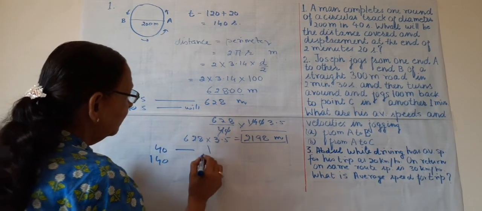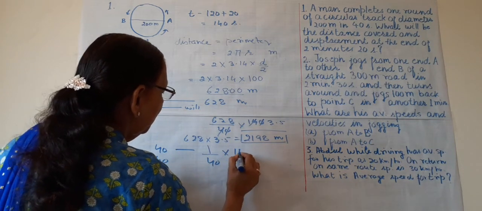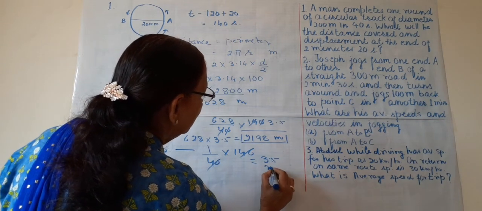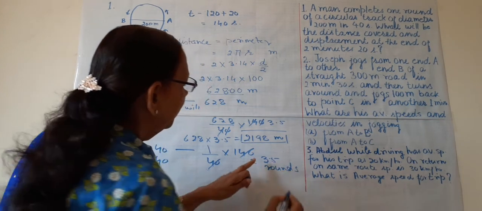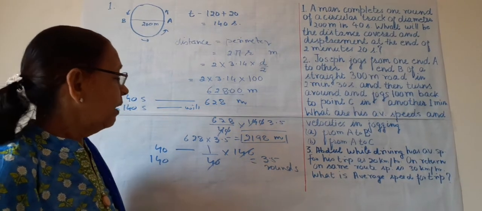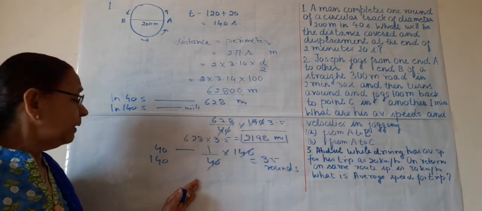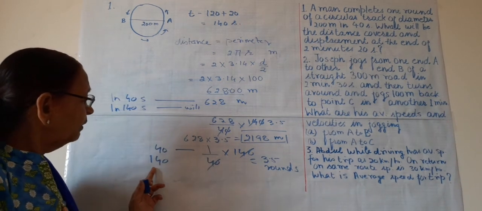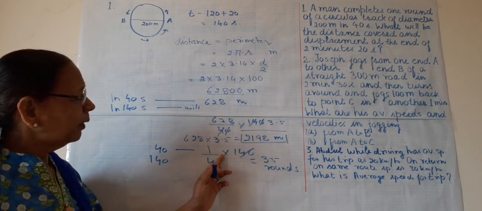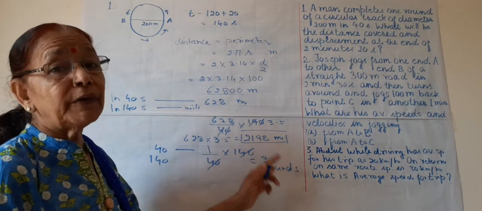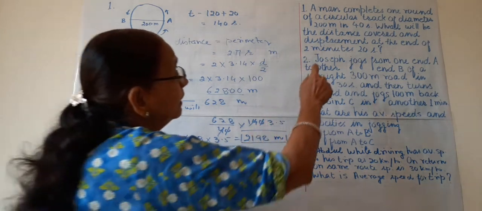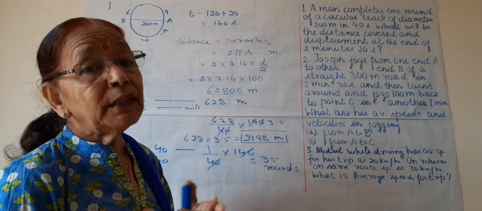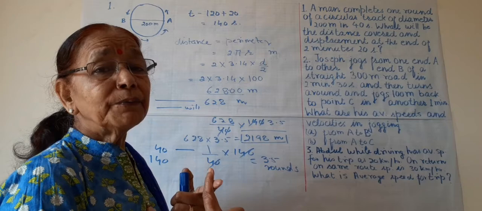So in 140 seconds he will take 1 by 40 into 140, which is 3.5 rounds. Is it clear to all of you? How many rounds after 140 seconds? In 40 seconds he has taken one round, so in 140 seconds he will take 3.5 rounds. After this time he will be at the final position where 3.5 rounds will finish.